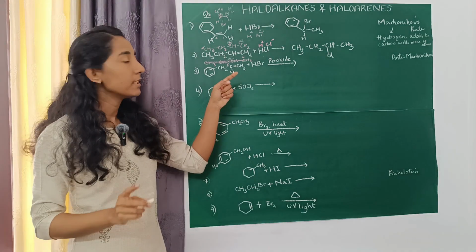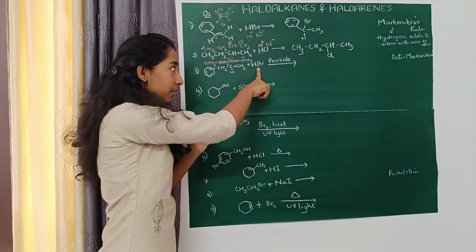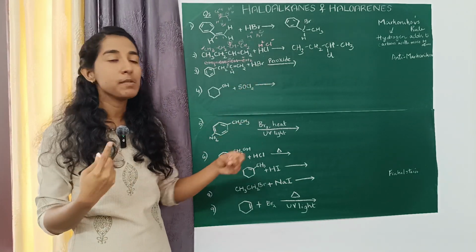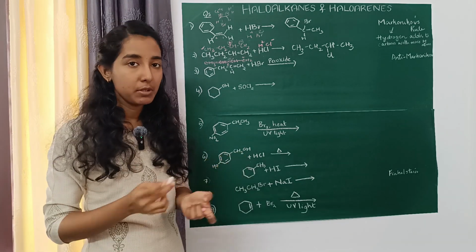Okay. Now the third question. Here also you can see a double bond and here hydrogen bromide, then peroxide. When you have peroxide, it becomes the opposite of Markovnikov's rule. So it is anti-Markovnikov's rule.